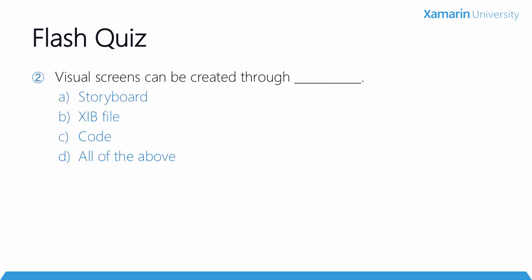Question number 2. Visual screens can be created through A, a storyboard, B, a zip file, C, code, or D, all of the above. And the answer is D, all of the above. You can create visual screens through any of those approaches.